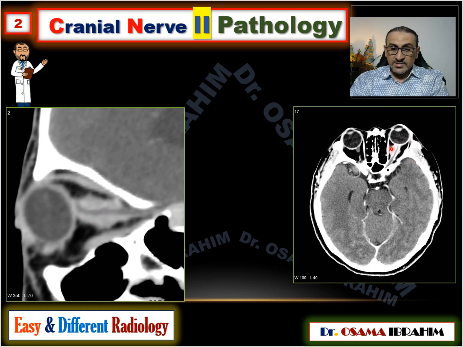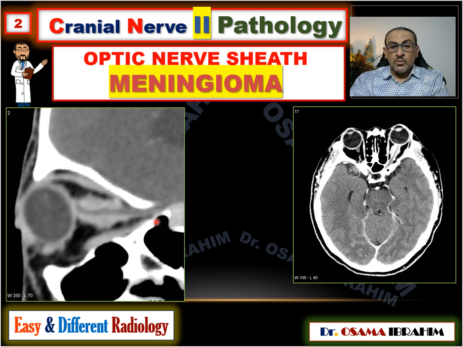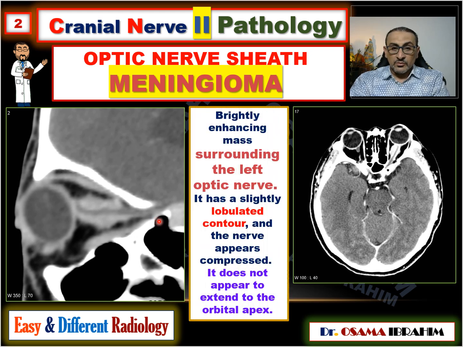If you look at the CT here, this is the optic nerve, which appears normal, surrounded by an enhancing mass as the optic sheath. Also in the sagittal view, you can see the enhancing mass surrounding the normal caliber of the optic nerve, and this is one feature which is called the tram track appearance or tram track enhancement, a feature which is diagnostic for the optic nerve sheath meningioma.